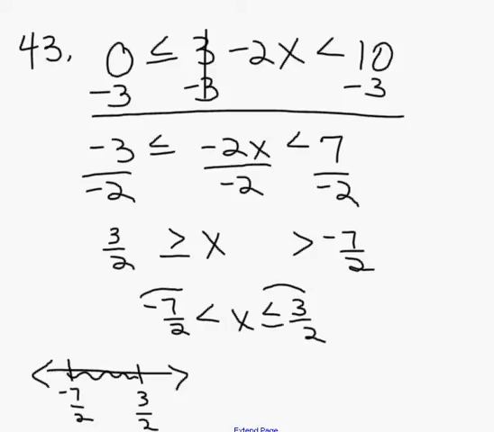Negative 7 over 2 is less than x but not equal to, so I have a parenthesis there. It's less than or equal to 3 over 2, so on that side, whoops, I have a bracket.